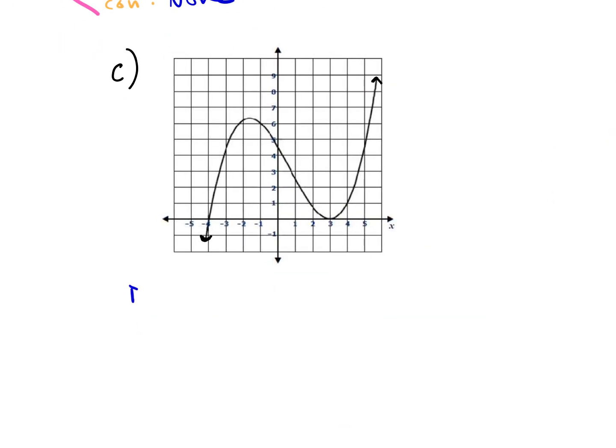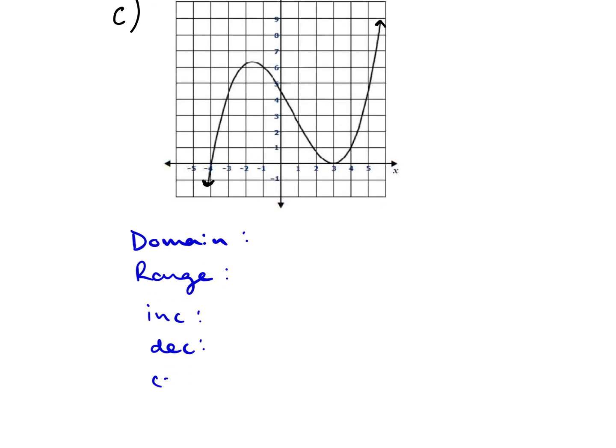So for C, let's do our domain, range, increasing, decreasing, constant. So our domain, talking about x values, we're going from left to right. What would our domain be? Negative infinity to infinity, perfect. So our graph is going forever in the left direction, forever in the right. So negative infinity to positive infinity.